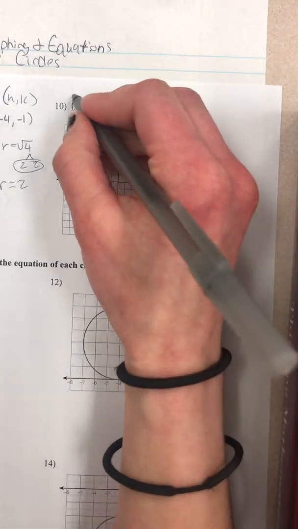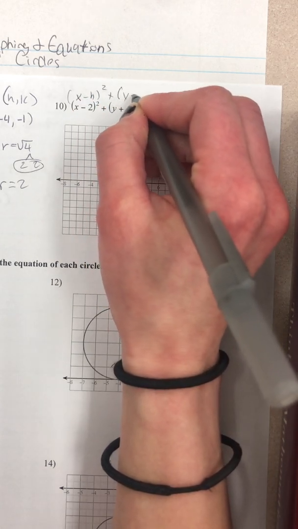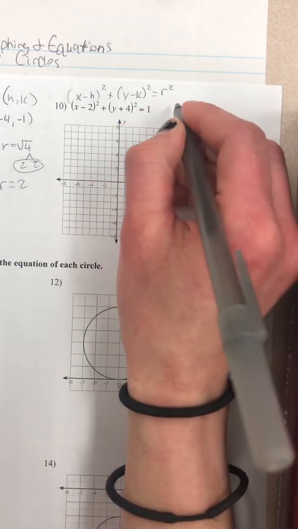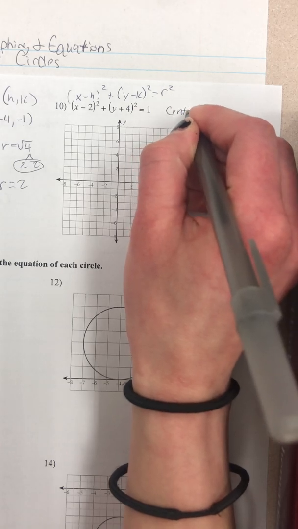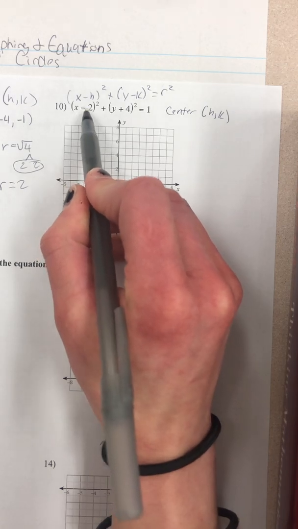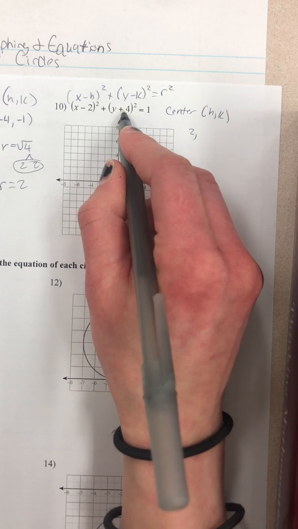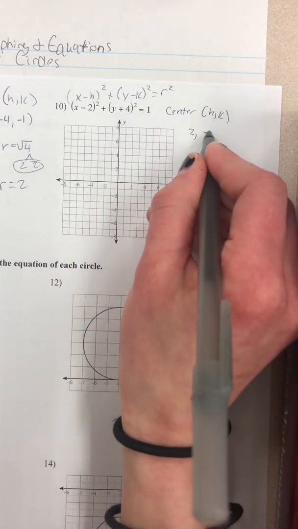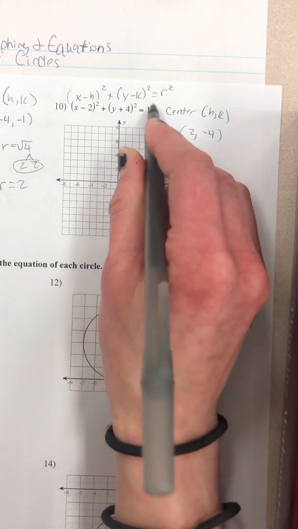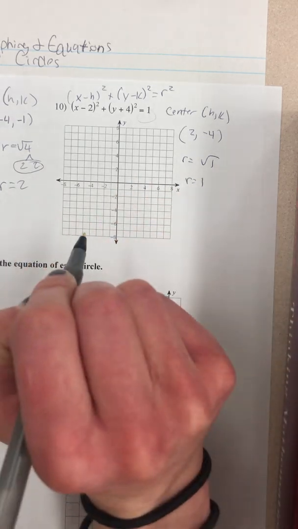We're going to use the same formula, x minus h squared plus y minus k squared equals r squared. Let's start with our center. Remember, the center is h, comma, k. Our h value is 2. Our y value, be careful, if this is a +4, we do the opposite. It's going to be a -4. That is going to be our center. Our radius is the square root of this number, or the square root of 1. The square root of 1 is just 1.